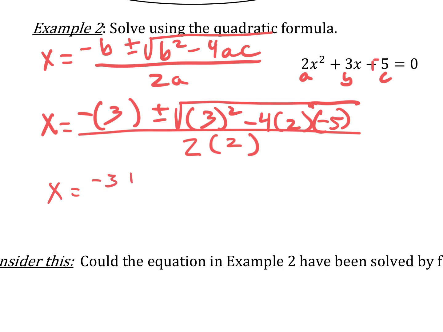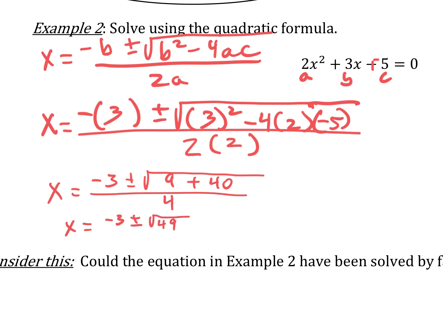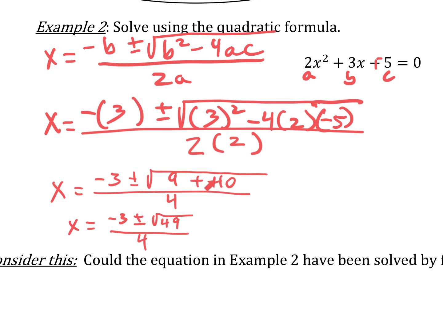So this is negative 3 plus or minus. Now let's do the inside. This is 3 squared is 9 minus. Now this is negative 4. Think of that as plus negative 4 times 2. That's 8. 8 times 5 is 40. This is a negative times a negative, so this is going to be a plus 40, all over 4. And so this gives us x equals negative 3 plus or minus the square root of, well, we got 49, again, all over 4. Just combine those two things there, we got 49.